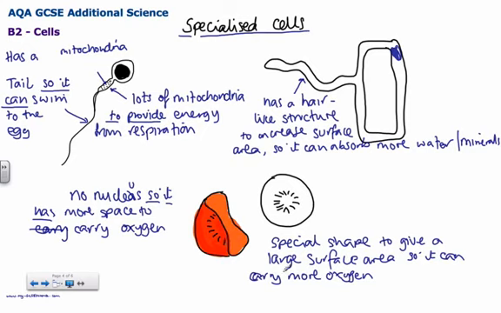So that's the key part of cells. We've got the structure of cells, what the different parts do, and this idea of specialized cells. We've taken 3 examples: the sperm cell, a root hair cell from a plant, and a red blood cell. You need to make sure that you do go over your notes and check that you do have all the details that you need.